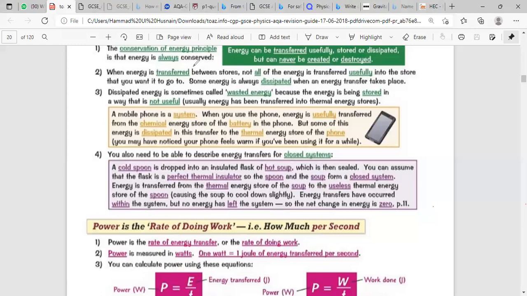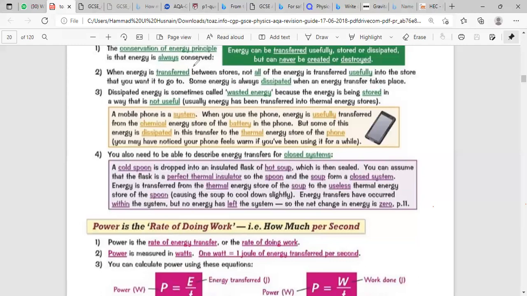So when you put that combination of hot soup and cold spoon in that thermal insulator, it means that you have a closed system, which is the combination of spoon and soup. Energy is transferred from the thermal energy store of the soup to the thermal energy store of the spoon, causing the soup to cool down slightly.